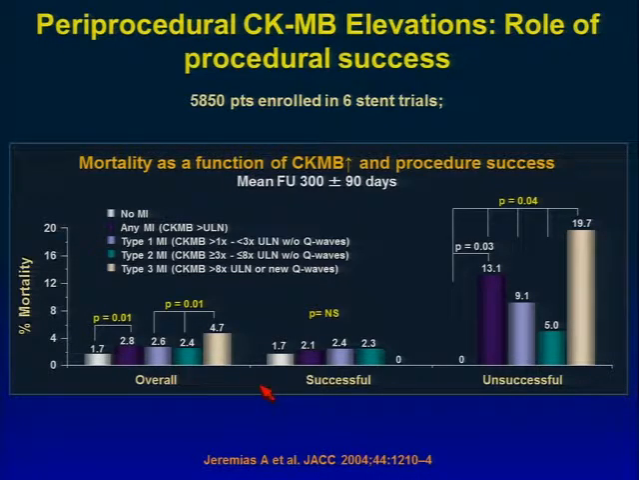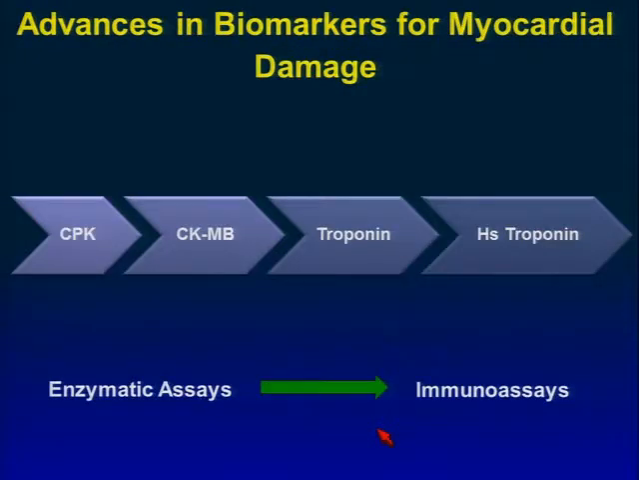But if you stratify this based on procedural success rate, in patients who did not have a successful procedure, you see that the biomarker elevation is significantly higher and the prognosis is much worse. But if you look at patients with a successful procedure, you see that the elevation in CK was not prognostically significant. So there is a controversy as to how to interpret CKMB elevation after PCI.